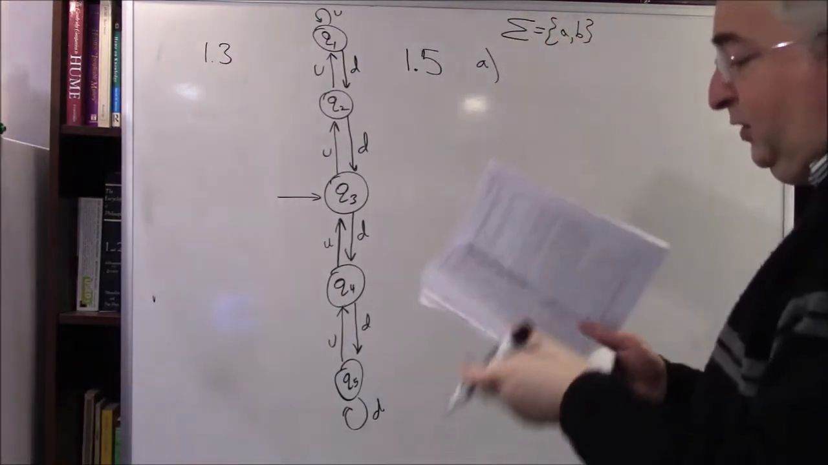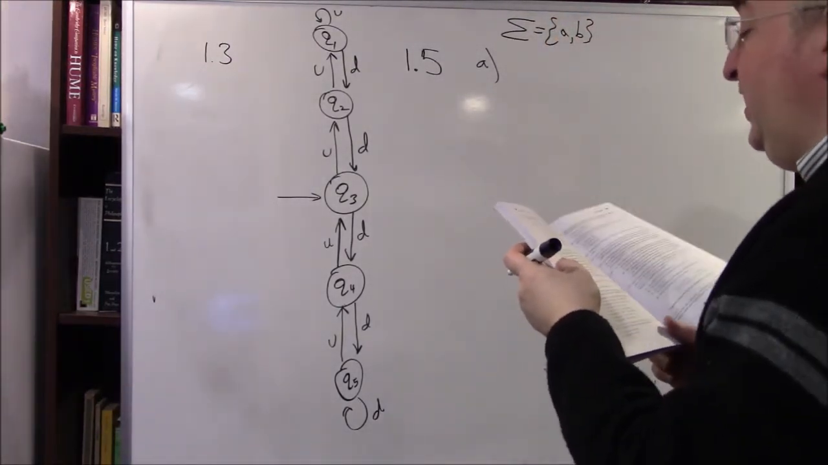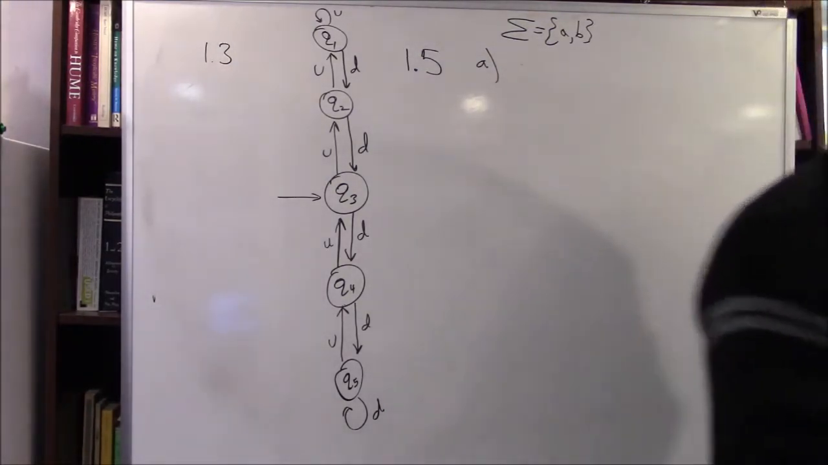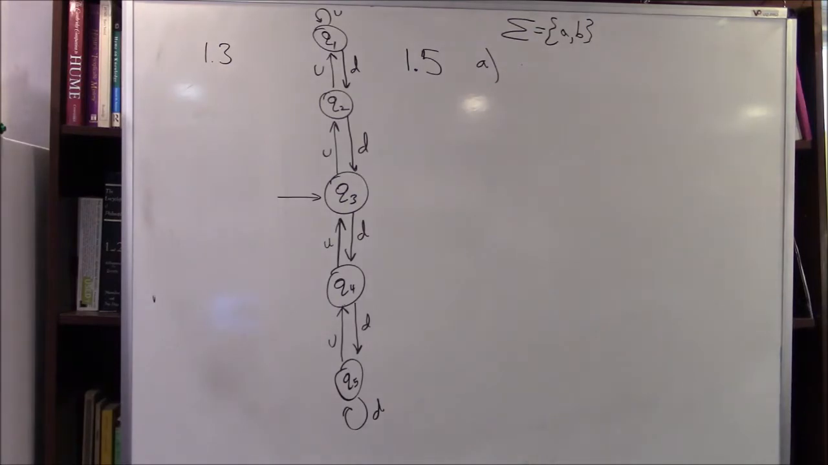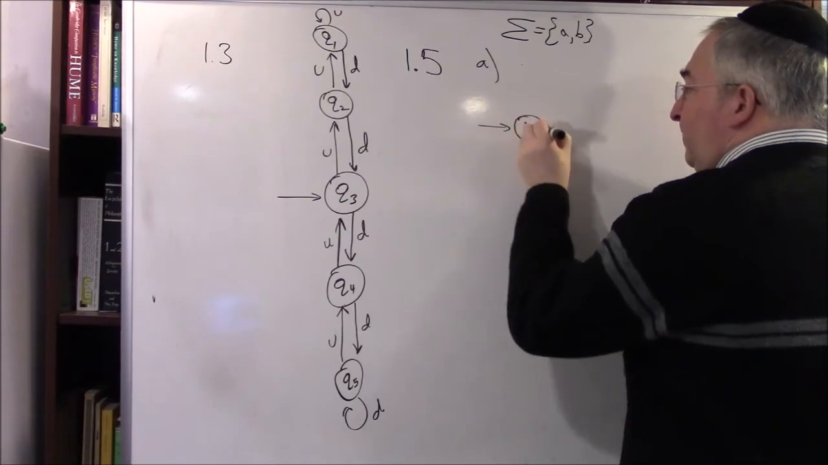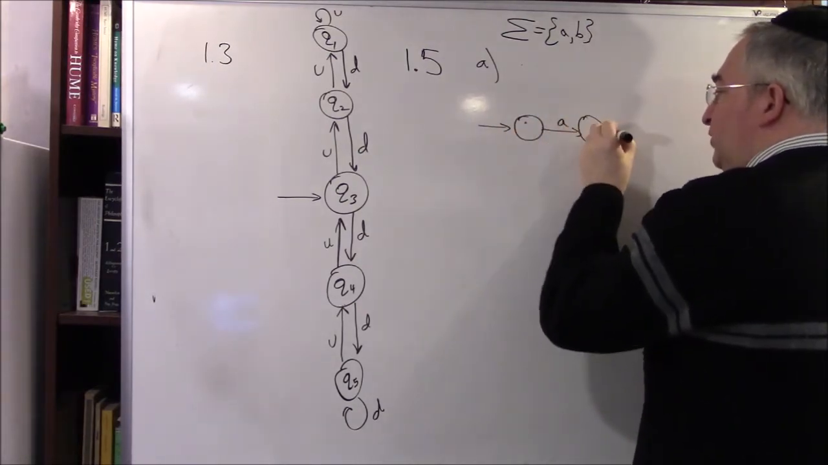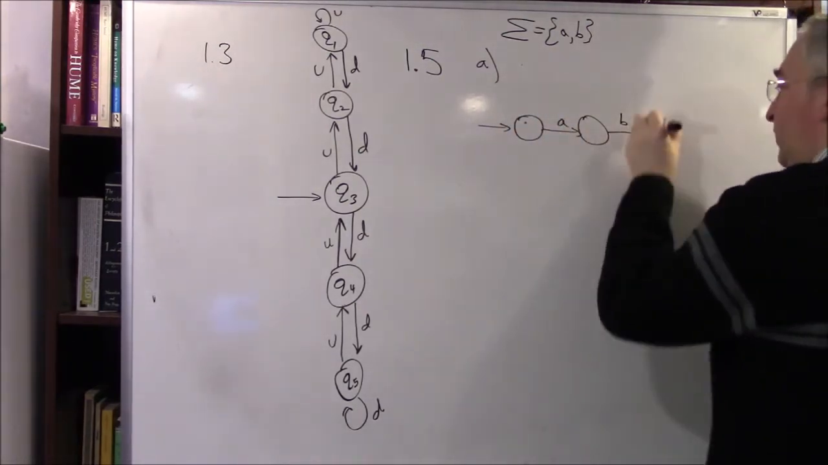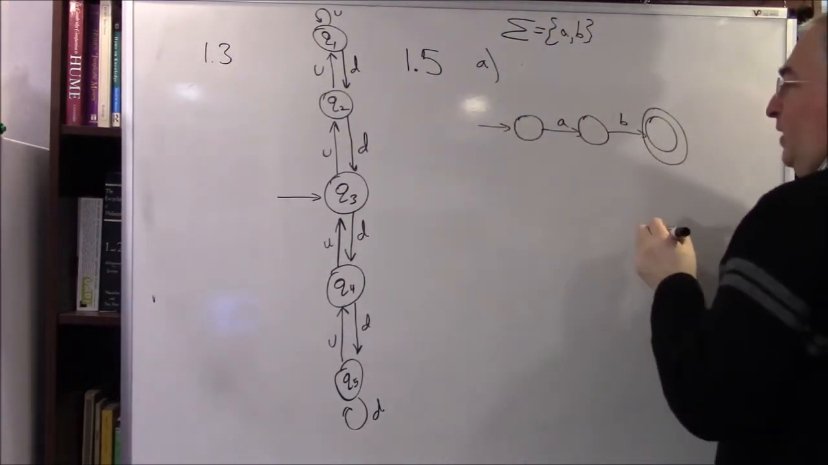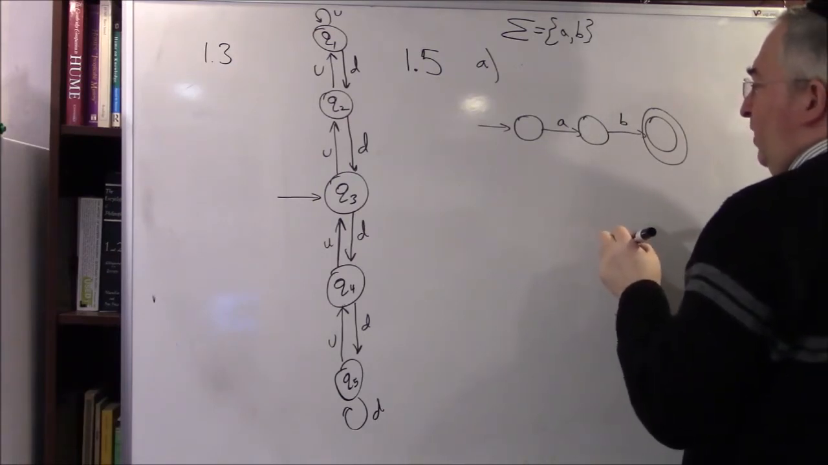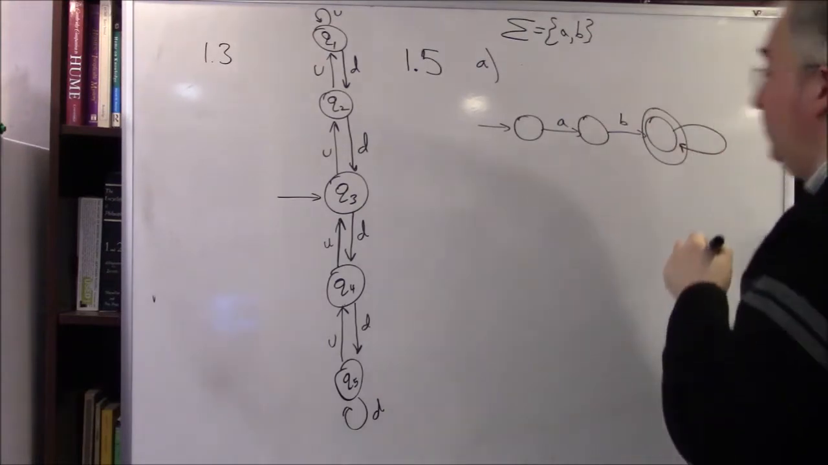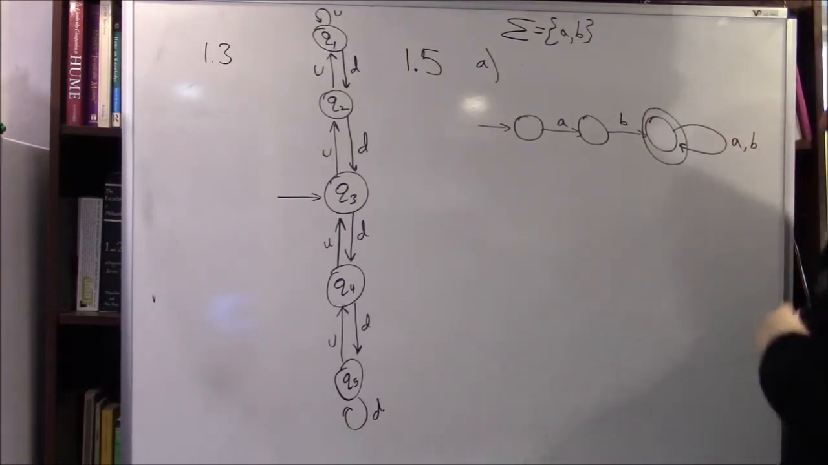Okay, and so let's do the first one. W contains the string AB. Let me just give you the answer because this is not a hard one. Basically you start here. If you have an A, you're good. If you have a B, you're good. Once you have AB, you stay there no matter what.